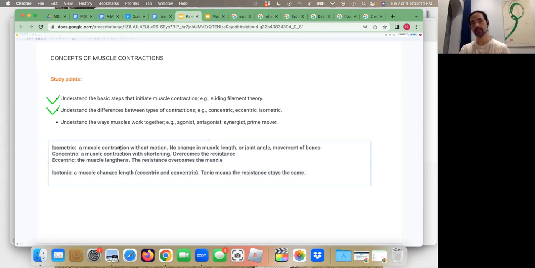Isometric. Isometric is where the muscle contracts, but there's no motion. No motion anywhere. No motion in the bones, no motion in the joints, no motion in the muscles. So there's no change in the muscle length, no change in the joint angle, and no change in the movement of the bones.